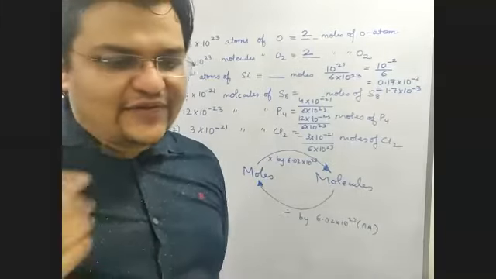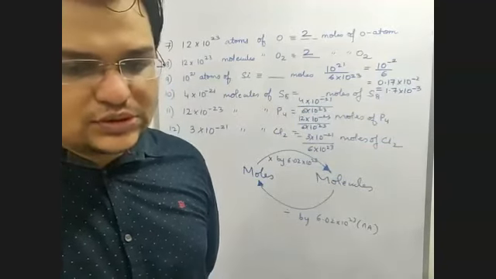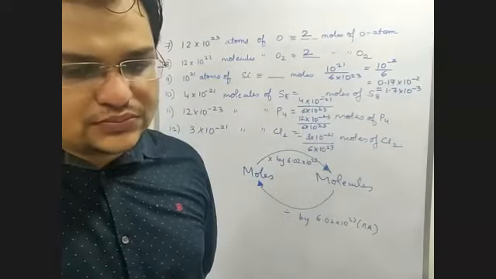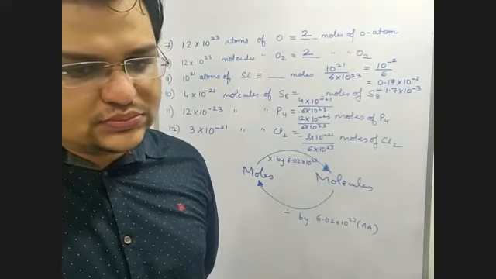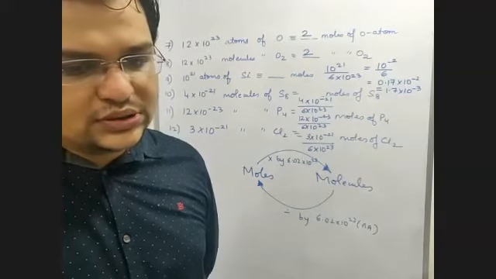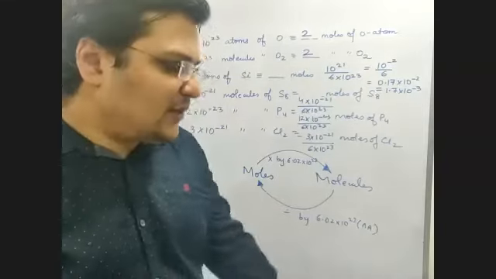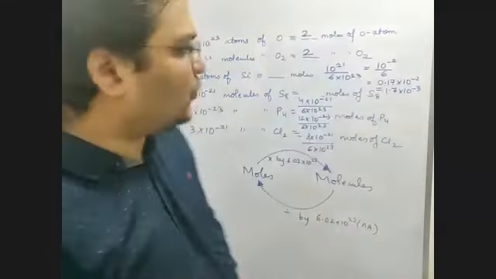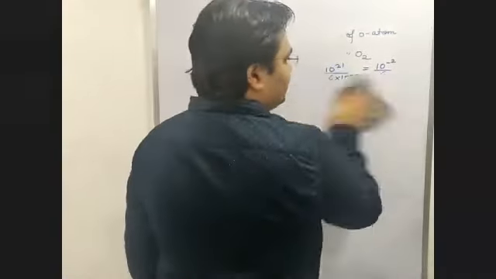Give the next heading as type 5. Type 5, moles to volume. Okay? Right over there, multiply by 22.414 liters.